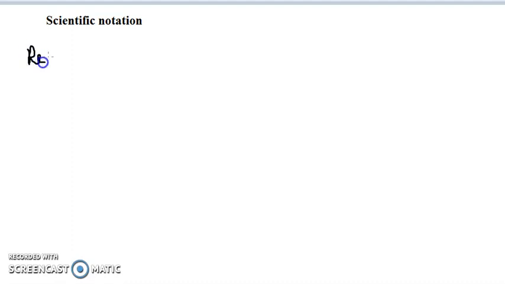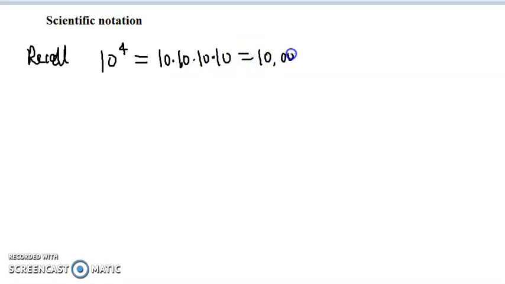So we have learned what it means. For example, if I have 10 to the fourth, if the exponent is positive, it means we multiply 4 copies of 10. So we have 10 times 10 times 10 times 10. It gives us 10,000. And similarly, what if we have a negative exponent, 10 to negative 4?